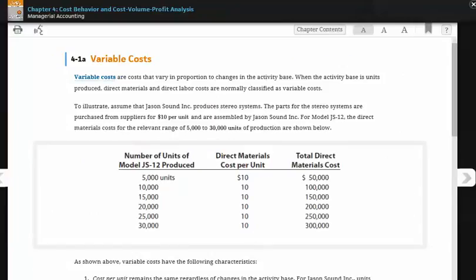The variable costs, as we can see, are those costs which are added for every single unit, like our direct materials. For instance, I'm going to use the illustration of a computer, and we're adding a disk drive to it. Let's say our cost is $10 per disk drive. So for every one of the computers we manufacture, we are going to be adding $10.